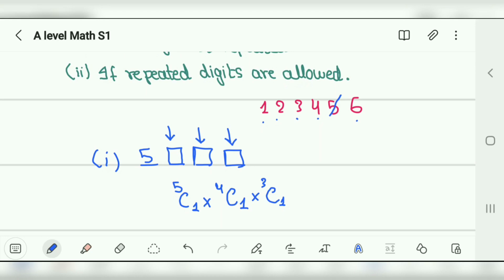Now we have 3 boxes. Starting with the first box, we need to choose any one number out of the remaining 5 numbers, so I just did 5C1. Now I need to choose another one number from the remaining 4 numbers, because I've already taken one number out, so 5 becomes 4, so 4C1. And then again the total will be reduced to 3. Before it was 5, then 4, and now it is 3. Now I'm taking one number out from the remaining 3 numbers, so 3C1.